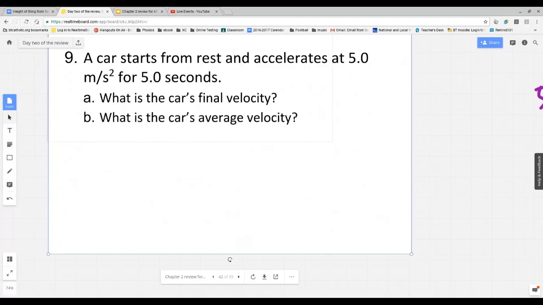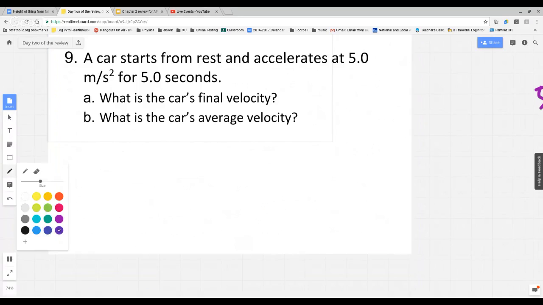9. Super similar to what we just did. Alright, this car starts from rest and accelerates at 5 meters per second squared for 5 seconds. What is the final velocity?